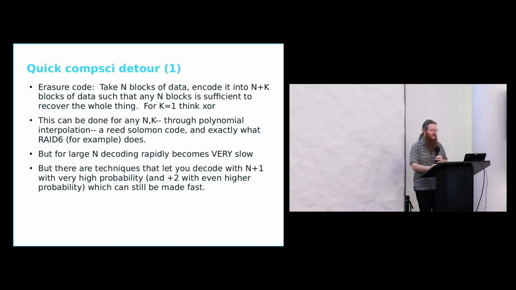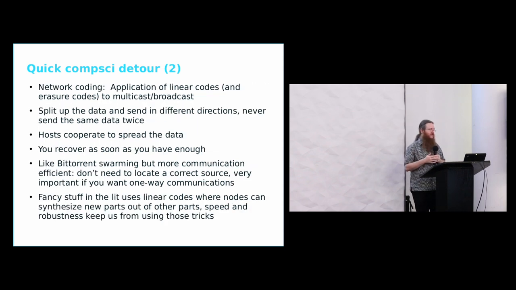Then another concept that various highly academic working groups in the IETF like to talk about is this idea called network coding, which is an application of linear codes and erasure codes to multicast and broadcast. The idea is that if you want to send out a piece of data to a bunch of different nodes, you can split it into different parts and use error coding on it and spread them out over the network so that you never send the same piece of data twice.